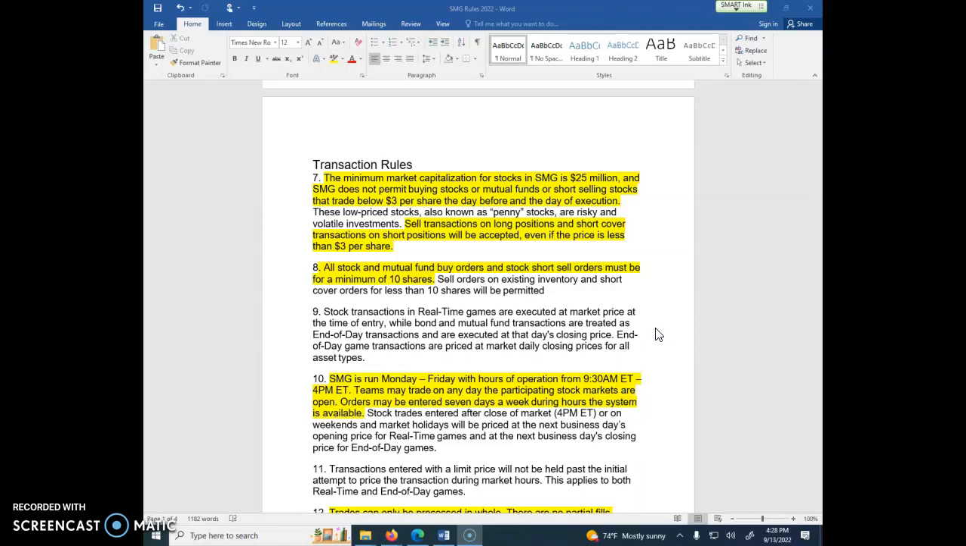So it is open 24 hours a day to actually enter orders. The order just won't be fulfilled except during those operating hours that you see here. So I hope that's clear.